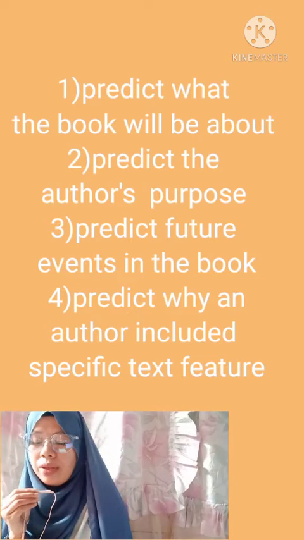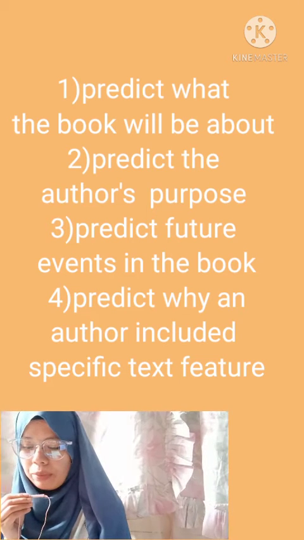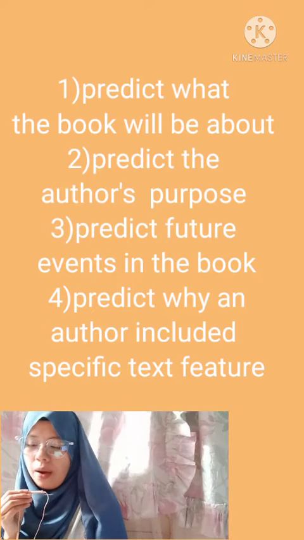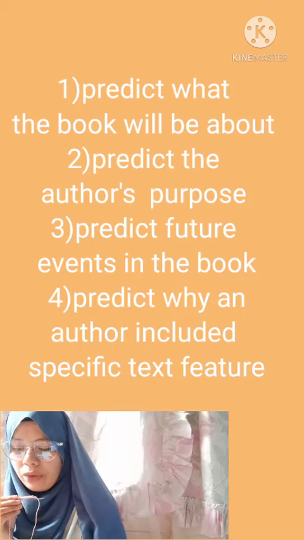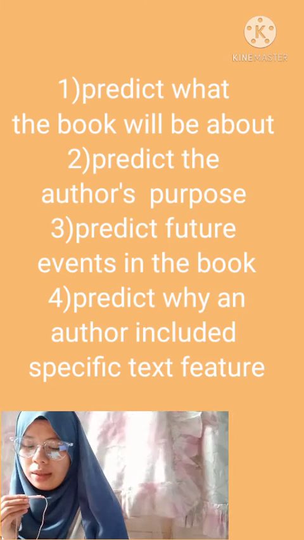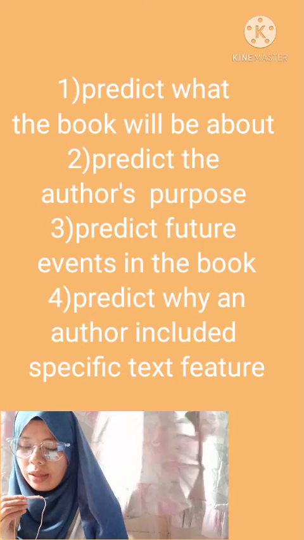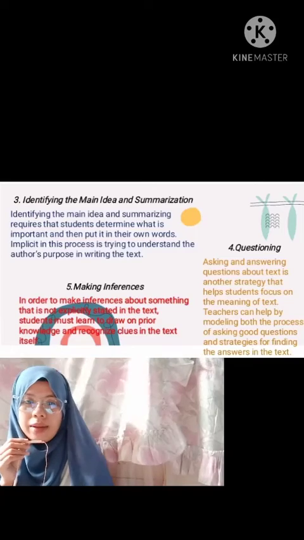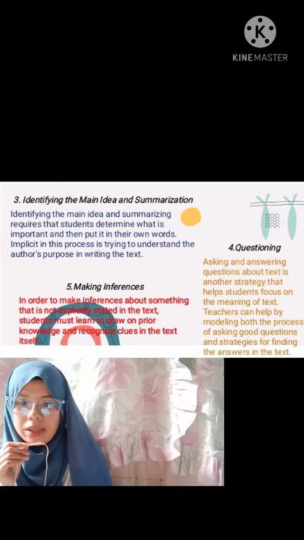Predicting involves more than just trying to figure out what will happen next. In fact, predicting requires students to draw on a variety of other secondary skills. As students look for evidence for their prediction, they also ask themselves questions, reread the text, recall information given in the text, infer and draw conclusions. The next strategy is identifying the main idea and summarization.